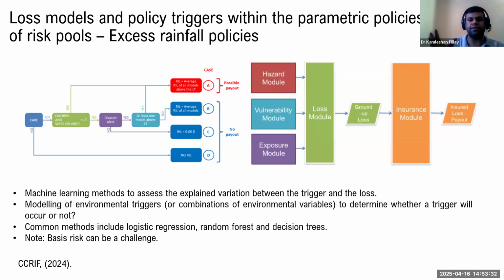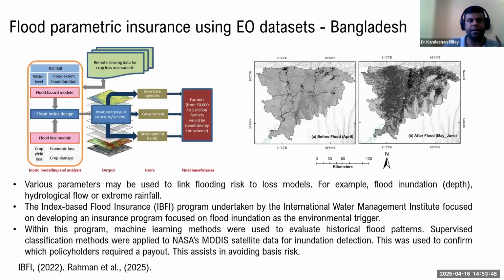We typically use these methods because we want to link the environmental trigger to the loss model. And you can use things like logistic regression, random forest decision trees. And maybe a better example that would show this would be some of the flood parametric insurance work that's being done in Bangladesh, which is really scene setting, and some of the first products of its kind. And what they did was they linked flood inundation, so flood depth, to the loss model for Bangladeshi farmers.